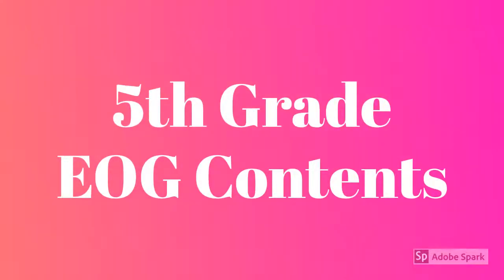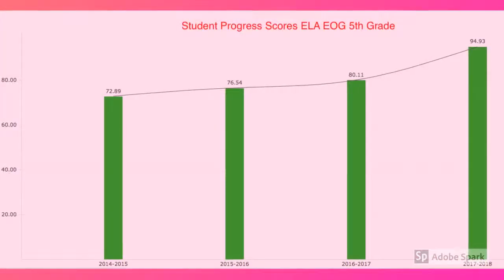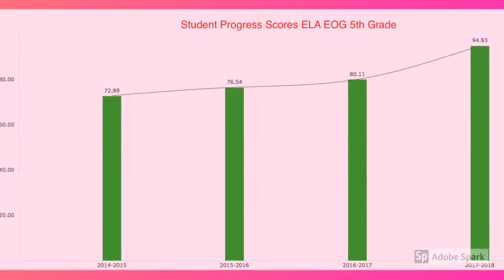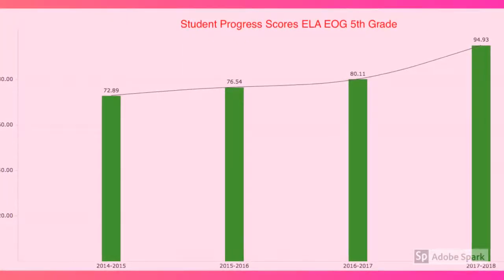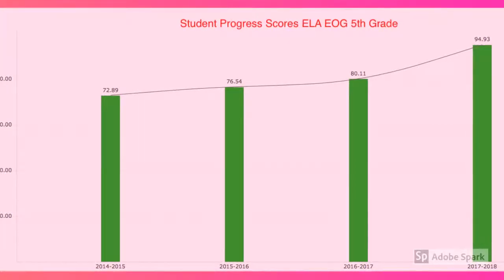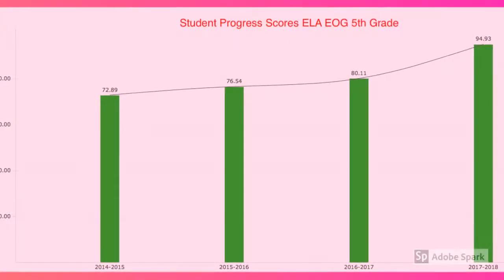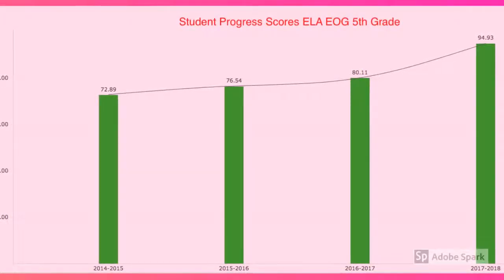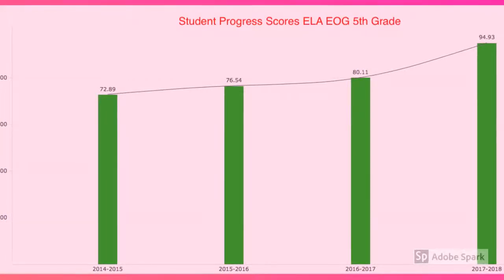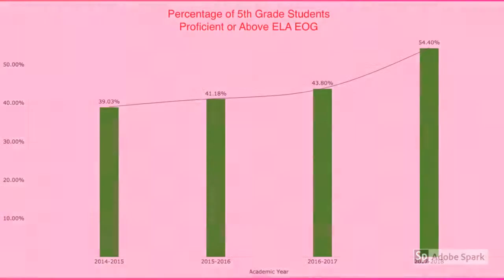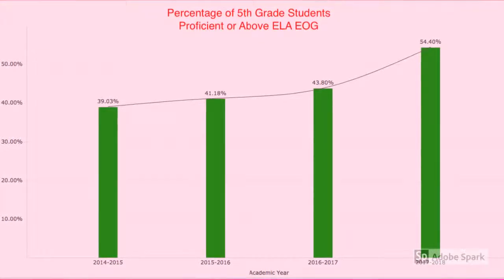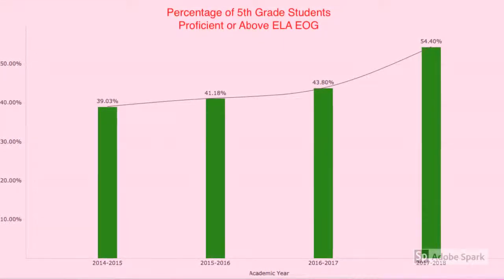Let's look next at the 5th grade end of grade contents for English Language Arts. Overall, it is a celebration to see that the progress for the end of grade test for ELA in 5th grade has increased significantly from the 2014 test results at 72.89 of progress score to the 17-18 school year at 94.93 progress score.